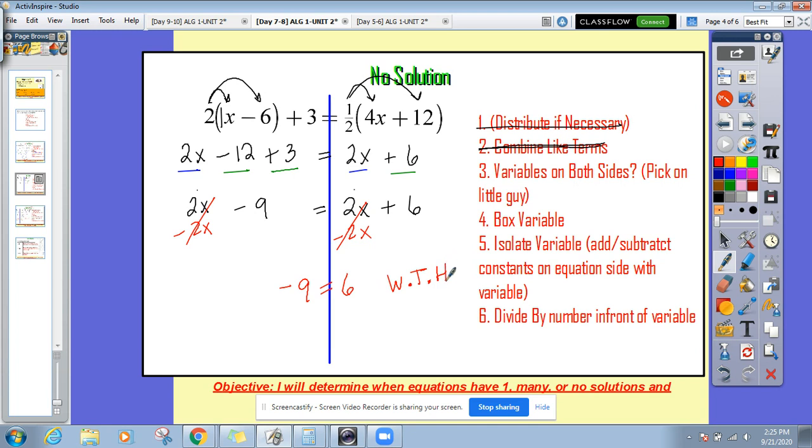Now, what the heck, right? Negative 9 is not equal to 6, so we have something weird happening. I mean, I can recheck my math, but I'm pretty positive I did everything correct. Whenever this happens where you have a step where both your variables cancel out, or the left-hand side has the exact same variables as the right-hand side, if you keep solving this out and you get an untrue statement or something that does not make any sense, we're going to end up saying this equation has no solution.